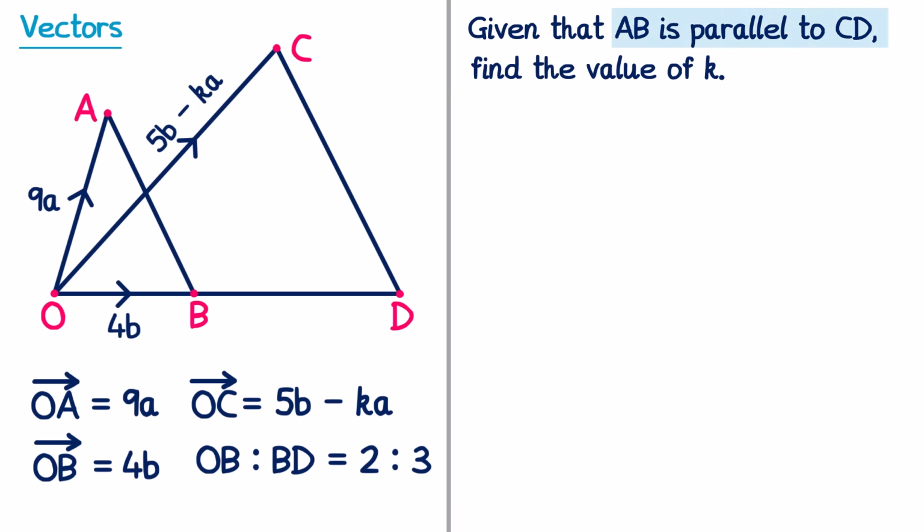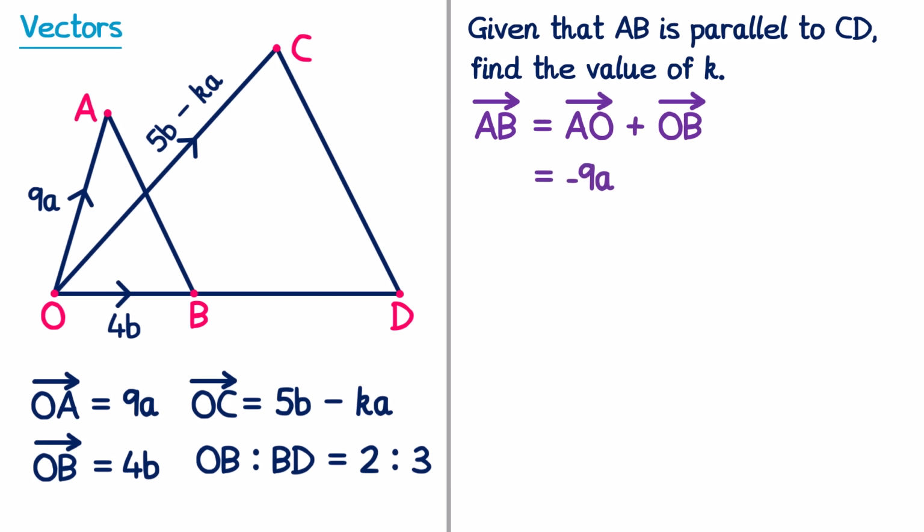Because we've been told that AB is parallel to CD, we're going to try and work out vectors for AB and CD first. Let's start with AB. To get from A to B, we can go from A to O, and then O to B. And we know both of those vectors, they're given in the question. To get from A to O is negative 9a, since we go in the opposite direction to the arrow, and to go from O to B is just positive 4b. So that's the vector AB done.